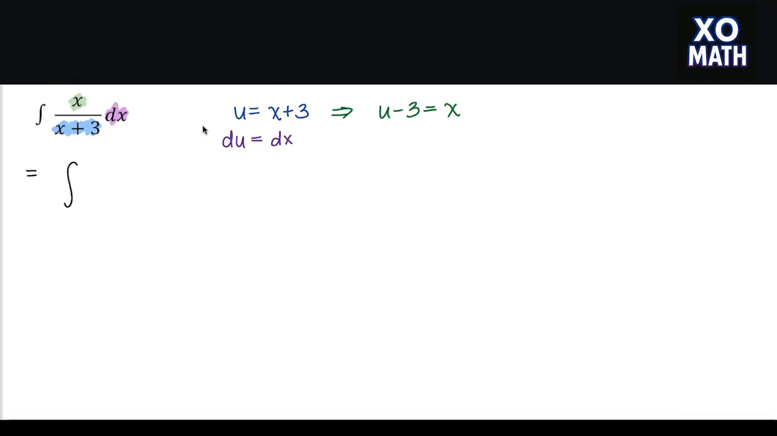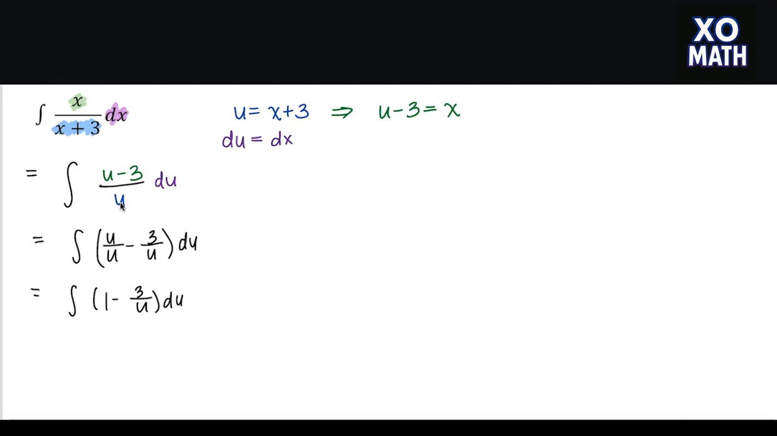Our numerator will be u minus 3. Our denominator will be u. And our new differential will be du. Now we can split this up. Originally I had just a single term on the top and a sum on the bottom, which we can't do anything with. But now I have a single term on the bottom and a difference on the top, so I can split this up. And I would be left with u over u minus 3 over u du, which is just 1 minus 3 over u du.